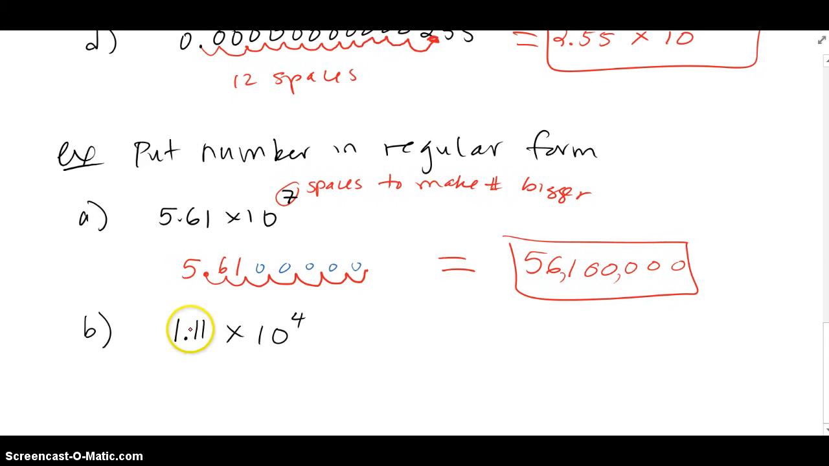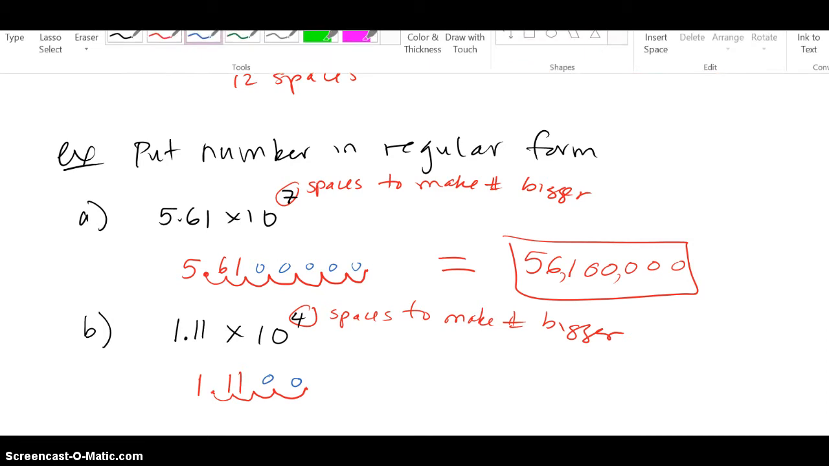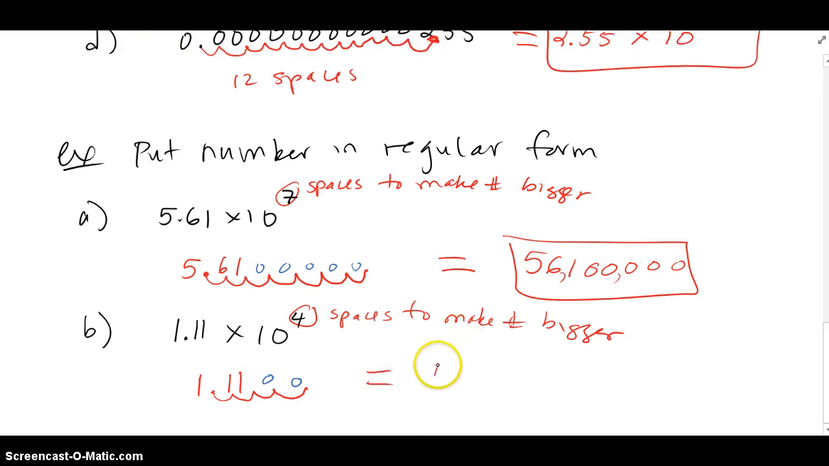Okay, again, I'm looking at 1.11 times 10 to the 4th, so this is spaces to make the number bigger. So I start with 1.11, and then I have to make this number bigger by multiplying it by a power of 10. 1, 2, 3, 4 is how many I move. And since I multiplied it by a power of 10, I fill this with zeros, and I end up with 1, 1, 1, 0, 0. So I was really looking at 11,100.